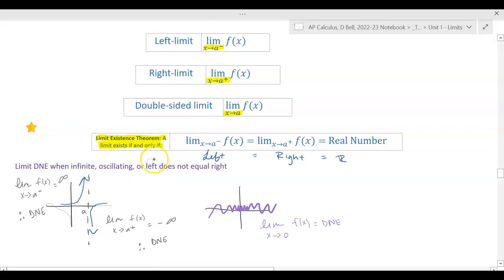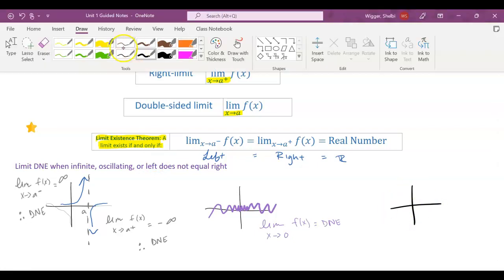The other time a limit does not exist is when the limit from the left does not equal the limit from the right. So this is called a jump.